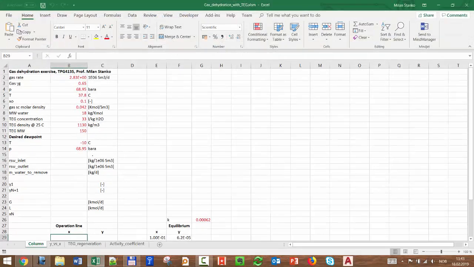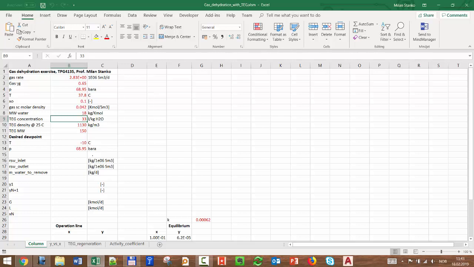We have a gas rate that we want to dehydrate, 2.8 million. The gravity is 0.65. Pressure and temperature come just right from the separation, so it's 69 and 38. That's how much comes from the regeneration process. That X0 is the molar fraction of water in the TEG that comes from the regeneration. Molecular weight of water, concentration of TEG, the density, molecular weight. And then you see that's the desired dew point.